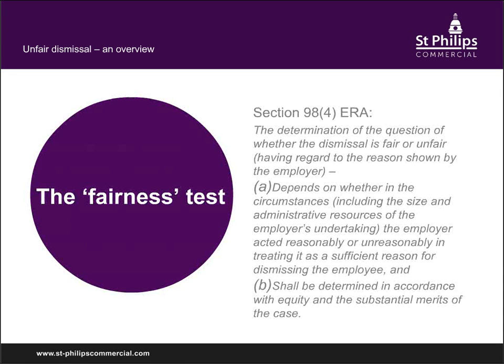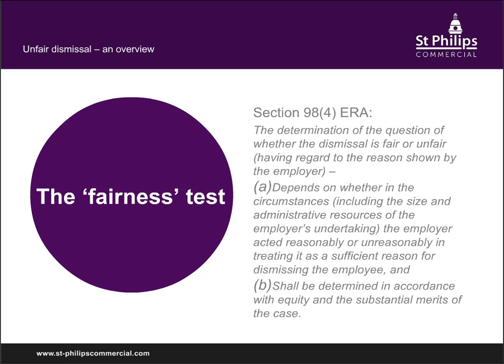So yeah, moving on to the fairness test. This all comes down to section 98(4) of the Employment Rights Act. We've already touched on it briefly. It says that the determination of the question whether the dismissal is fair or unfair depends on whether in the circumstances, including the size and administrative resources of the employer's undertaking, the employer acted reasonably or unreasonably in treating it as a sufficient reason for dismissing the employee and shall be determined in accordance with the equity and the substantial merits of the case.